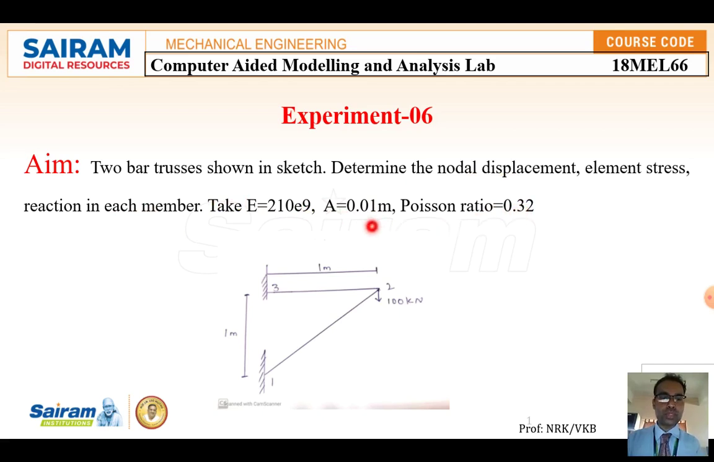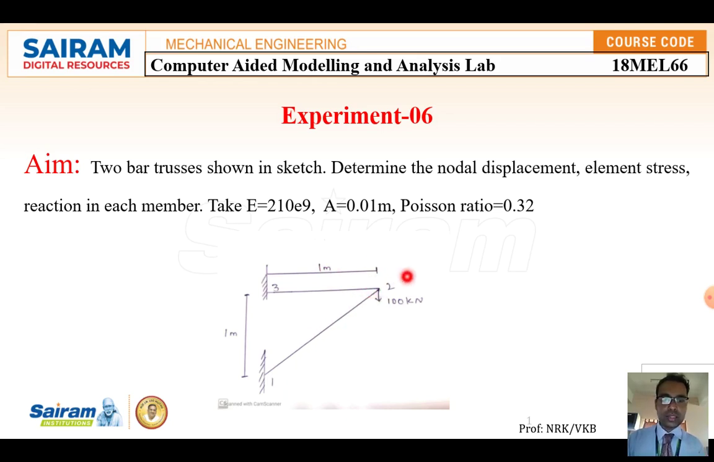Look at this question. There are two elements given. This is element number 1, from node 1 to 2, and from this node to this node is element number 2. The length of node 1 to here is given as 1 meter, and the length of the second element is given as 1 meter. The length of this element is not given. You have to calculate it by using the Pythagoras theorem.